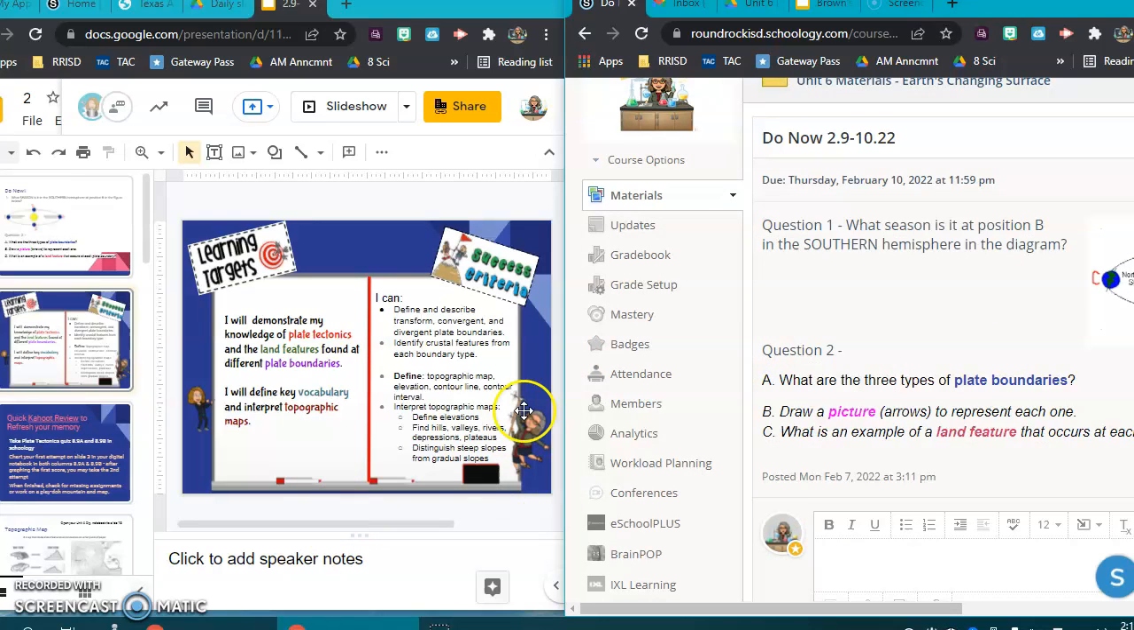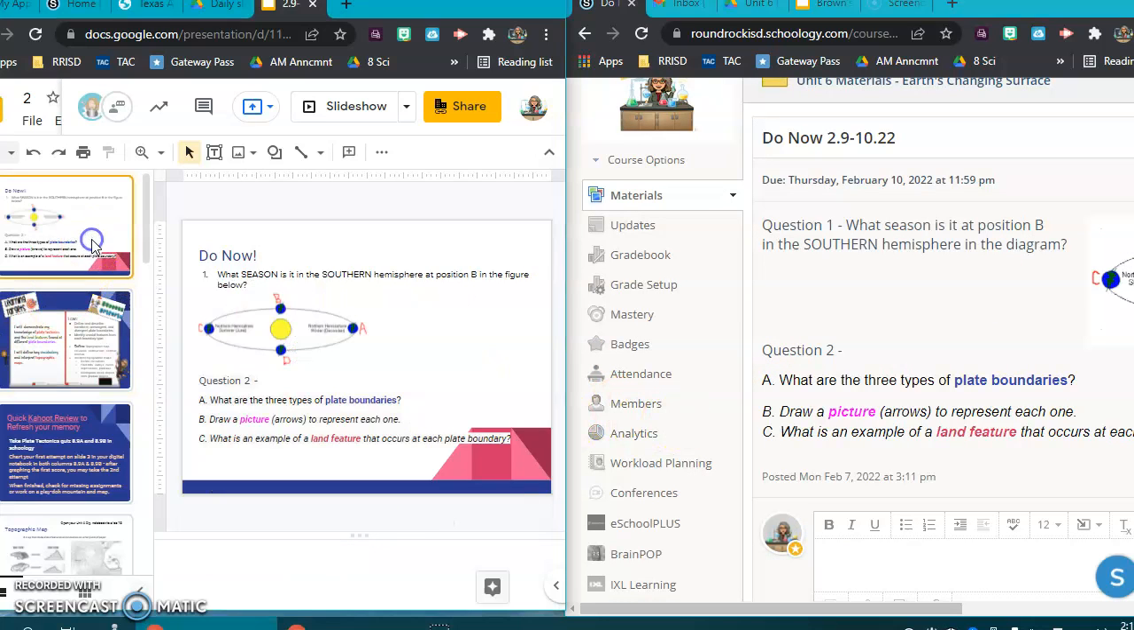And then you could answer the last question, which is, what's an example of a land feature? So for divergent, we might have rift valleys. For convergent, we might have mountains or subduction zones where we have the deep ocean trenches. And then for our transform, faults or earthquakes.